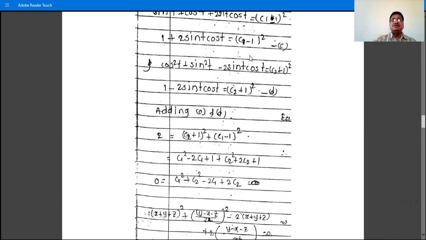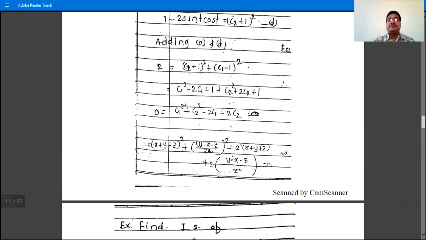suppose this is d. Then adding c and d, what do we have? 1 plus 1 is 2, and minus 2 times sin t cos t plus 2 times sin t cos t becomes 0. And then the right side is what? (c2 plus 1) bracket square plus (c1 minus 1) bracket square. And after squaring we have this. So this is the relation between c1 and c2.